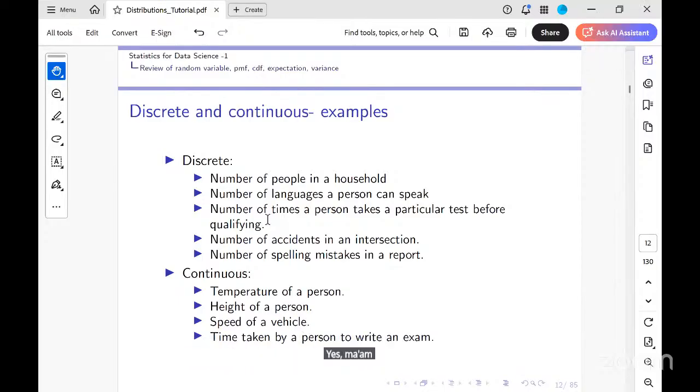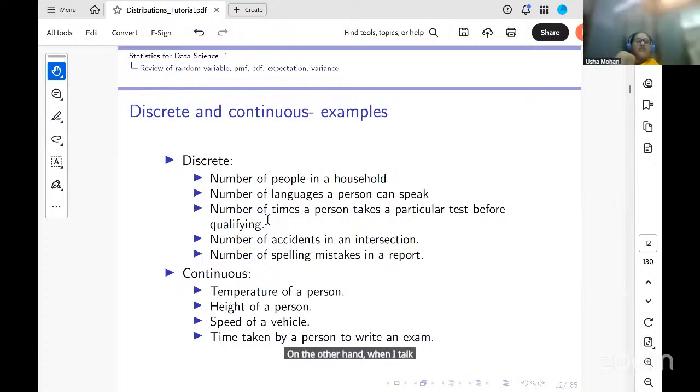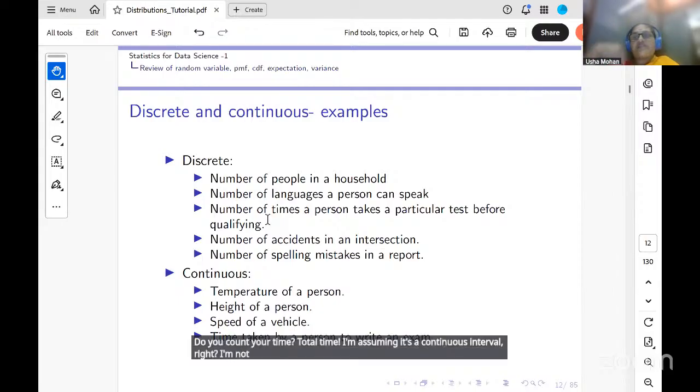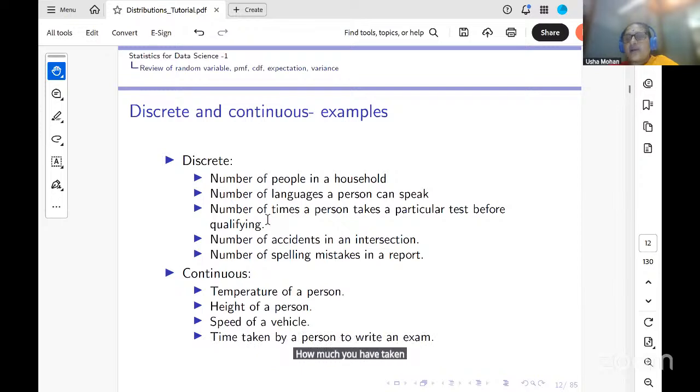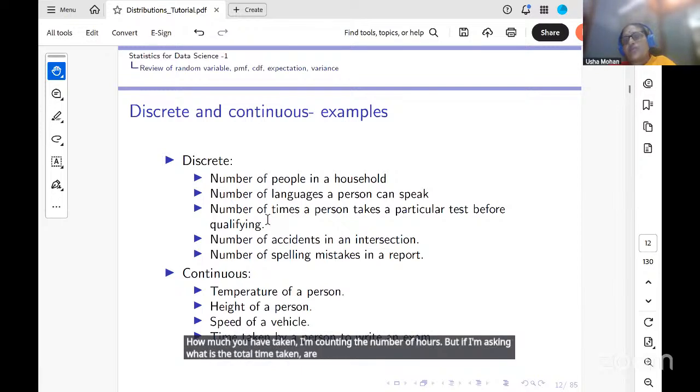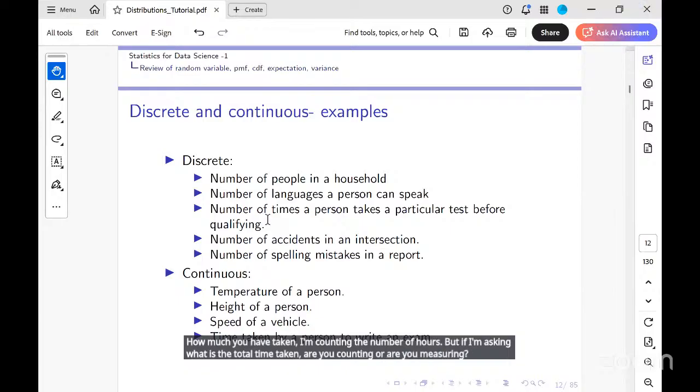On the other hand, when I talk about time, the total time you take, do you count the time? I'm assuming it's a continuous interval, right? I'm not talking in hours. If I'm asking you the number of hours you have taken, I'm counting the number of hours. But if I'm asking what is the total time taken, are you counting or are you measuring? Measuring.